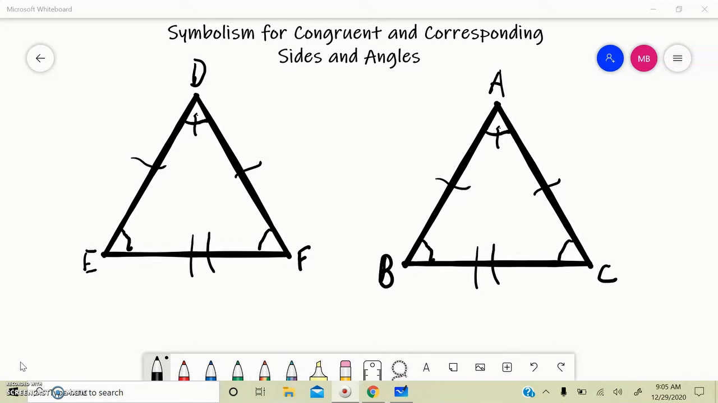We can see that side BC and side EF are going to be congruent because they both have that same two-line symbol. So they're going to be of equal measure.